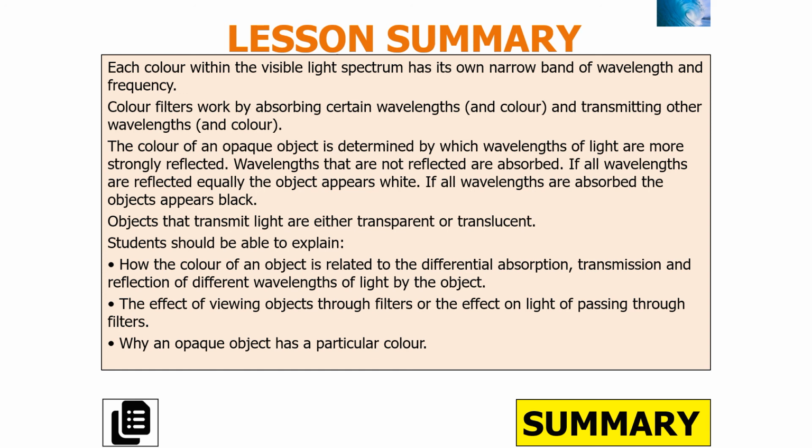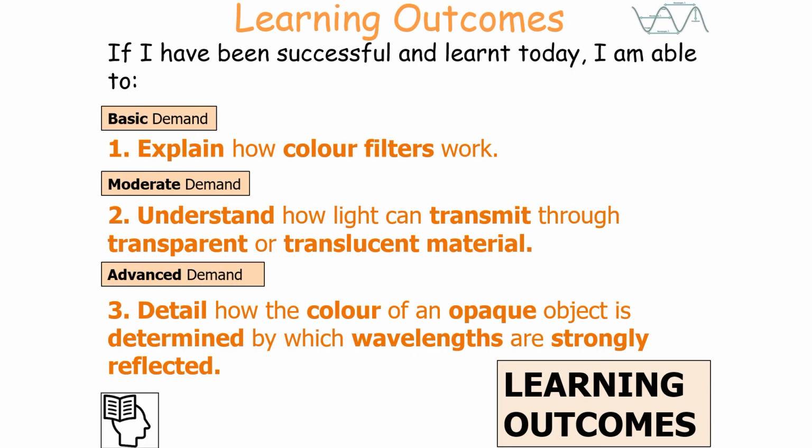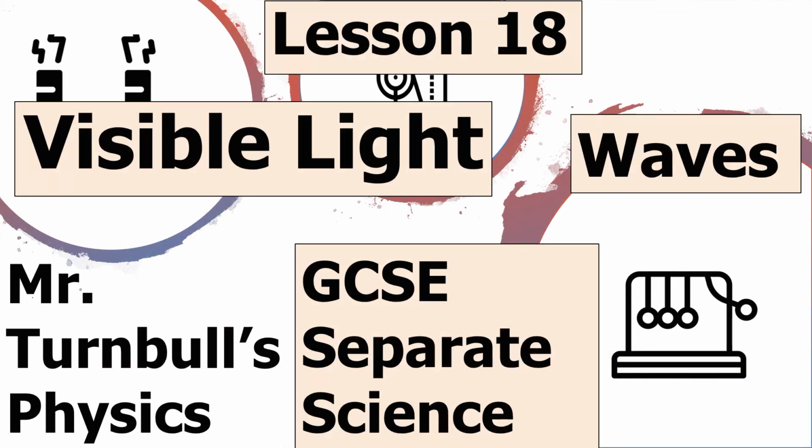Now you should be able to explain how the colour of an object is related to the differential absorption, transmission and reflection of different wavelengths of light by the object. You should be able to explain the effect of viewing objects through filters or the effect on light of passing through filters, and finally explain why an opaque object has a particular colour. So if you've been successful, you should be able to explain how colour filters work, understand how light can transmit through transparent and translucent material, and detail how the colour of an opaque object is determined by which wavelengths are strongly reflected.